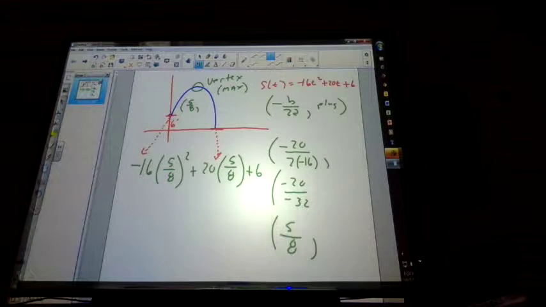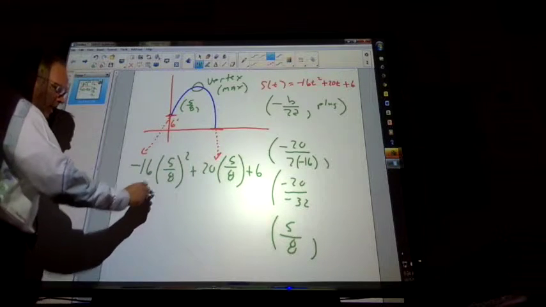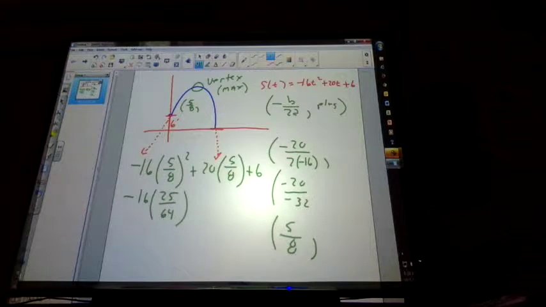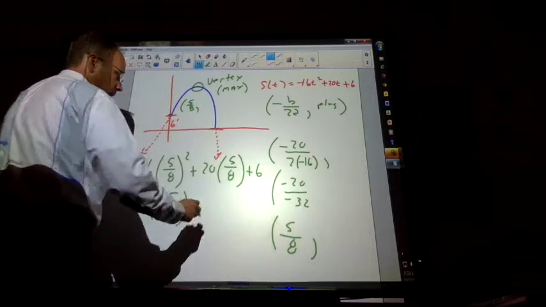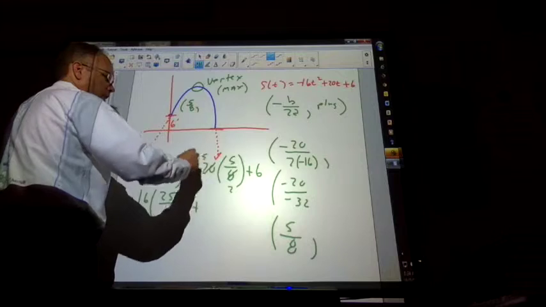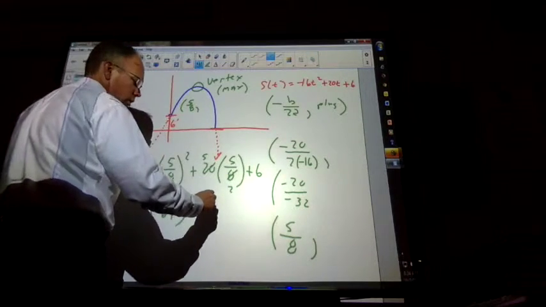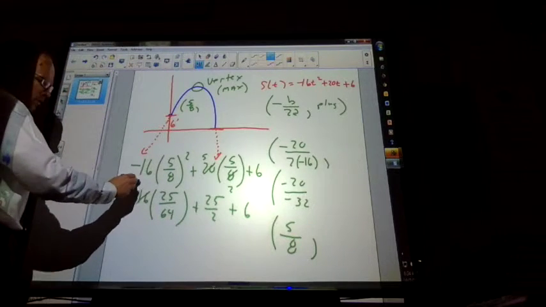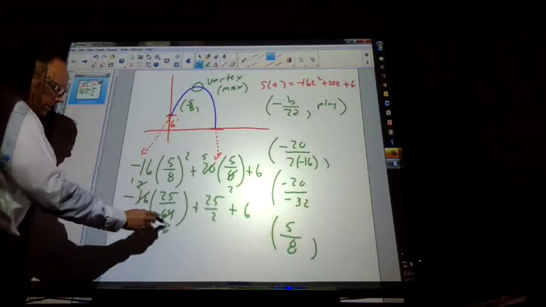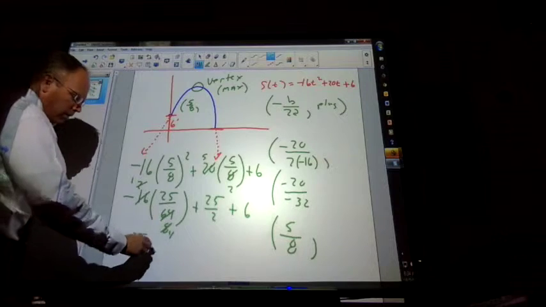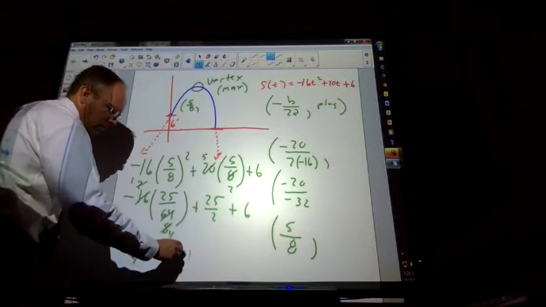When I do this equation, that's actually going to tell me how high the ball had gone. So doing the arithmetic, I'll need you guys to help me out with the calculator. That's going to be 25 over 64. The reason it's 25 over 64 is 5 times 5 is 25, 8 times 8 is 64. I guess I could reduce it. Let's see, 4 goes in there twice, 4 goes in there 5 times. That's going to give me 25 over 2 plus 6. So I'm going to get negative 25 over 4 plus 25 over 2 plus 6.